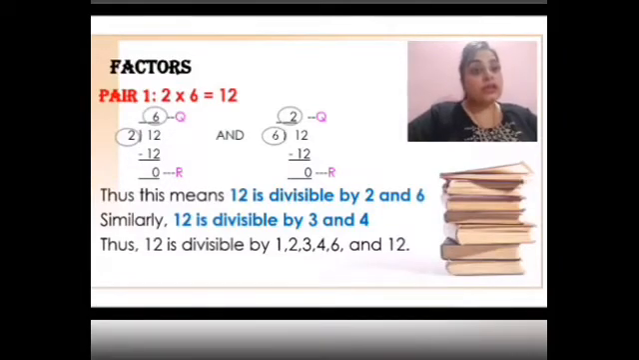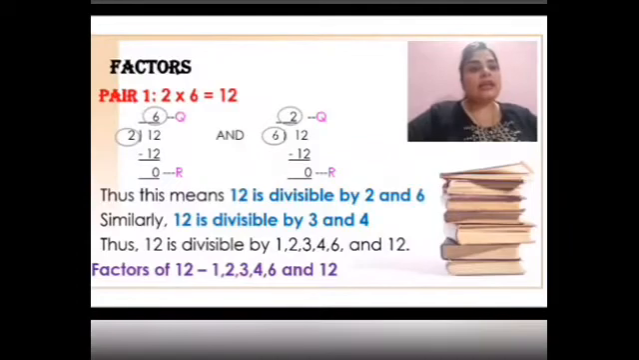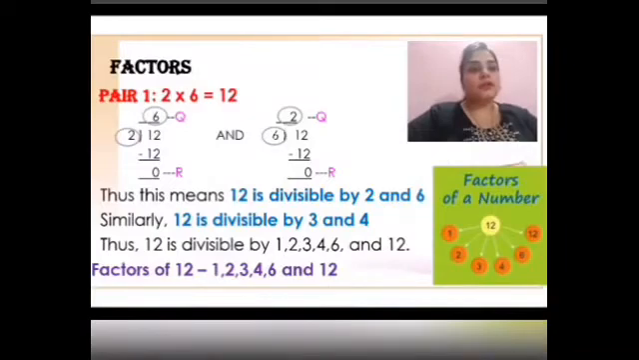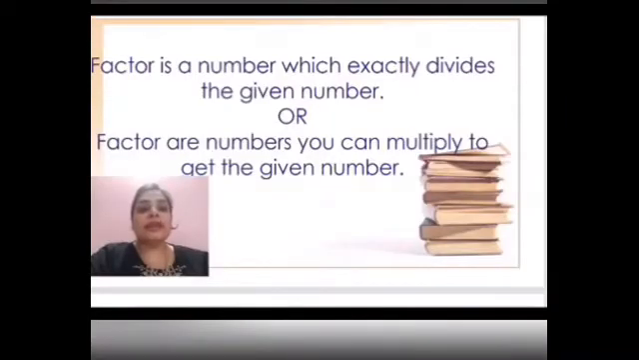Thus, here 12 is divisible by 1, 2, 3, 4, 6 and 12. Or we can say that 1, 2, 3, 4, 6 and 12 are the factors of 12. Here we can say that a factor is a number which exactly divides the given number, or factors are numbers you can multiply to get the given number.